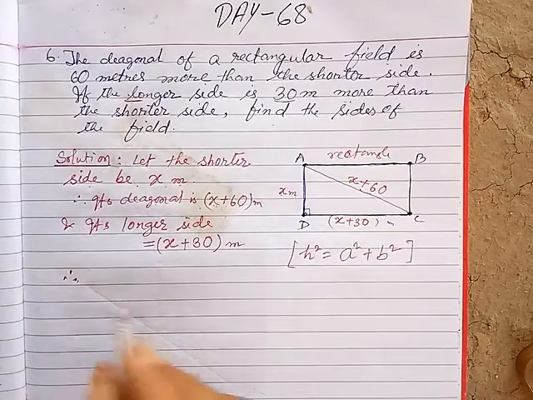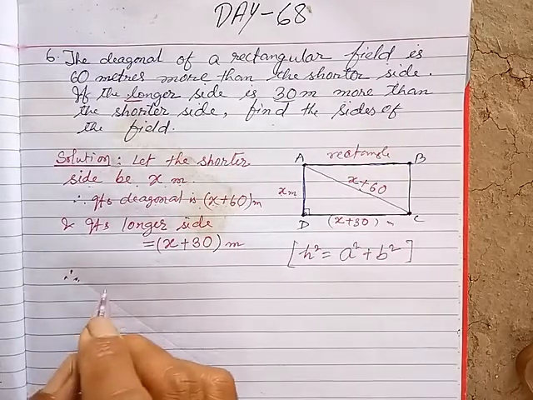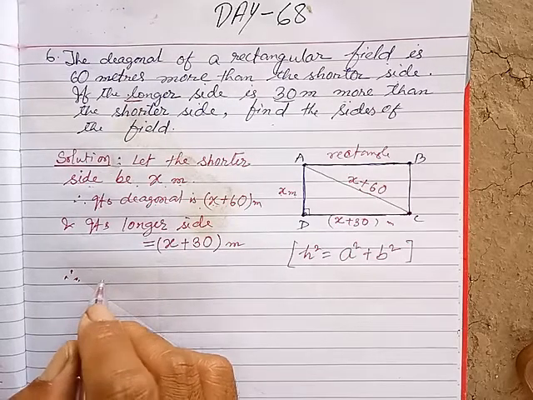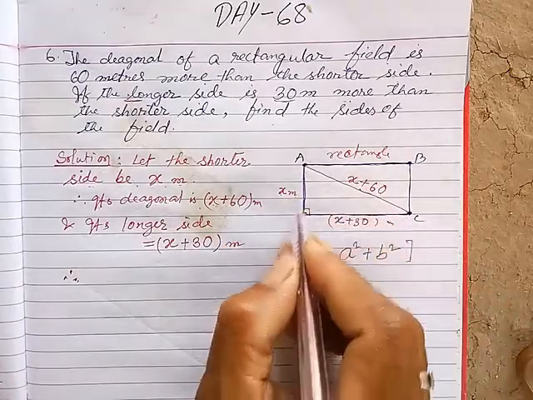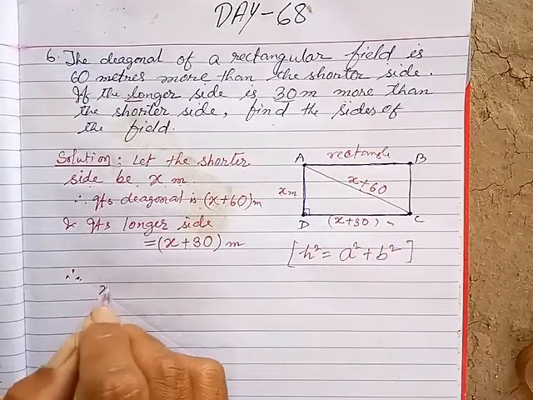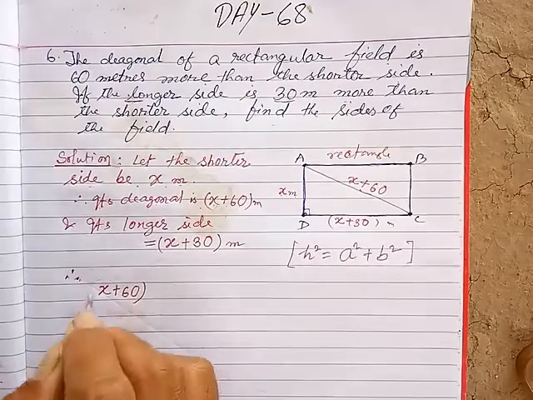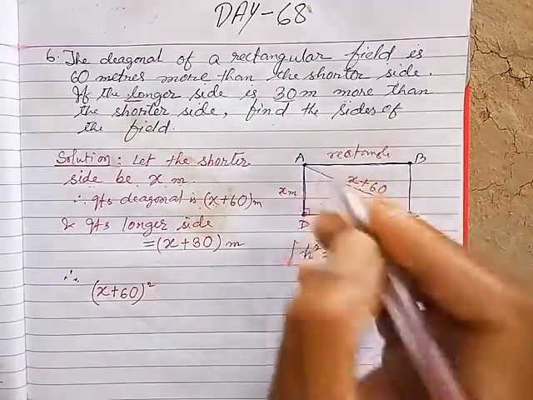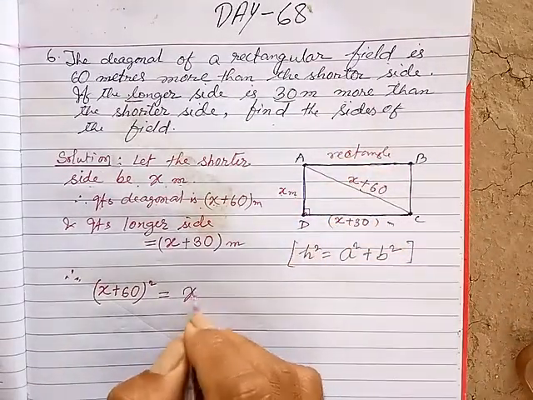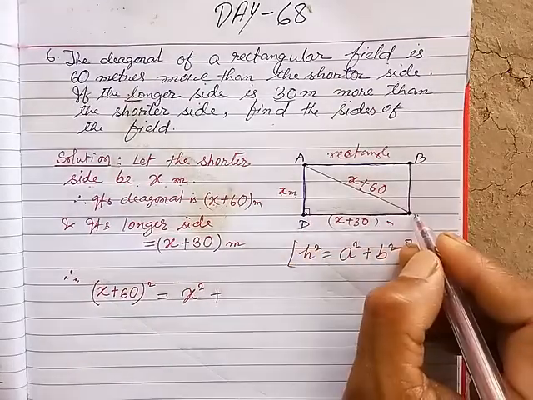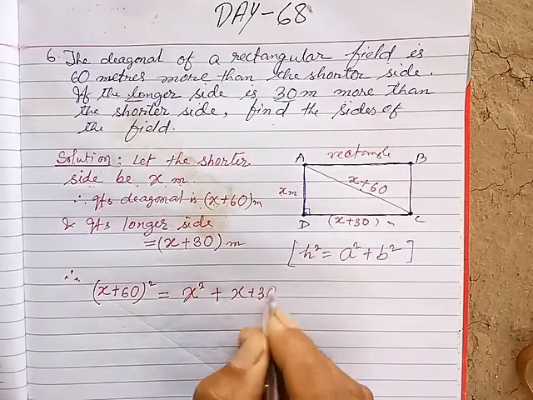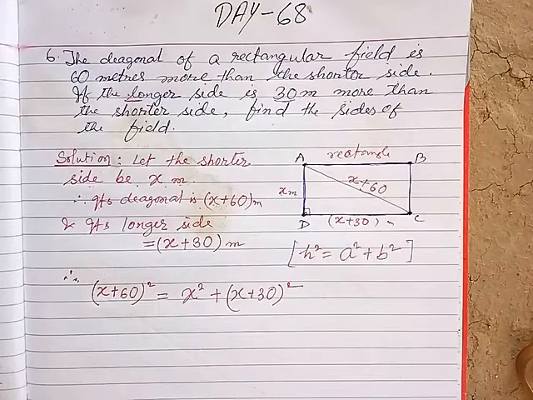Therefore we can form an equation. How can we form it? Hypotenuse square. For this right triangle, this diagonal is the hypotenuse. So I'll write here x plus 60 whole square is equal to altitude square, that is x square, plus base square, that is x plus 30 whole square. Yes, it forms an equation.